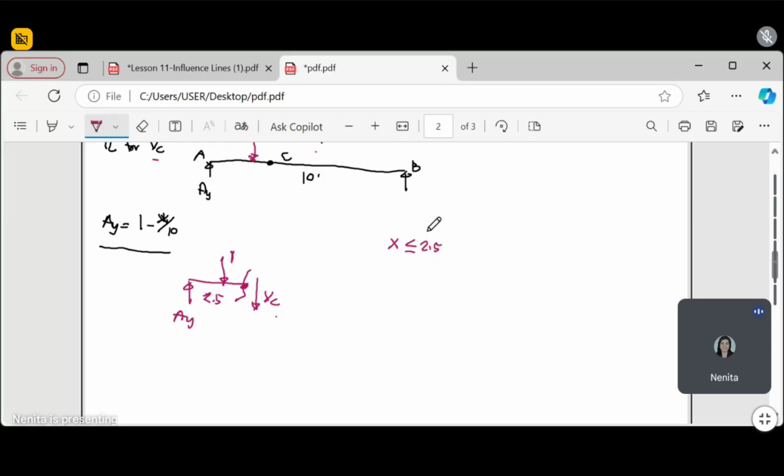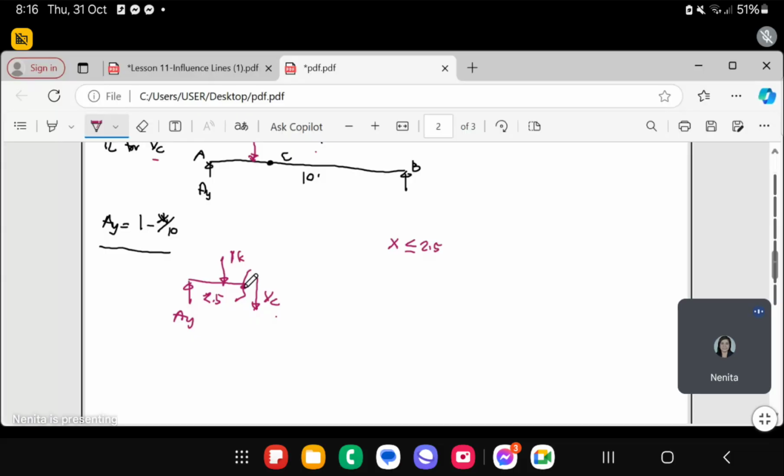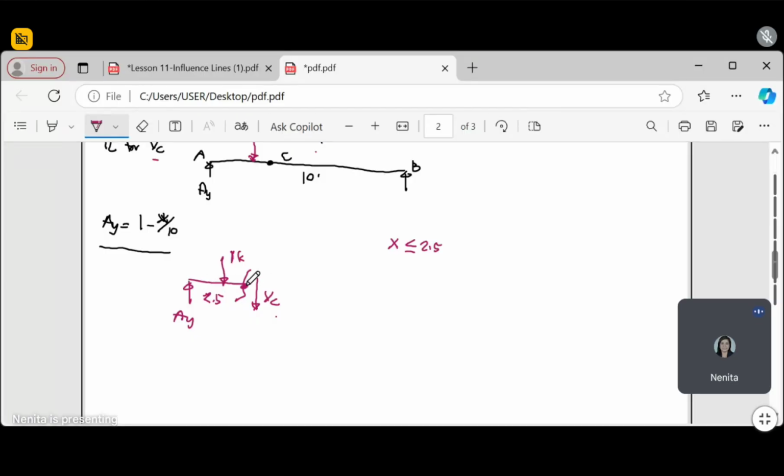Class, nakakasabot ba mo? Yes, ma'am. Okay. Butang natin din si x. Nidagan pa yan ng 1 kip. Kaya ang kanyang value, it can be x is equal to 0, x is equal to 2.5 or within this. Di ba naman tayo ay equation sa y? Alam natin ang value ng y. So, kuhain natin ang value ng B sub C using this section.